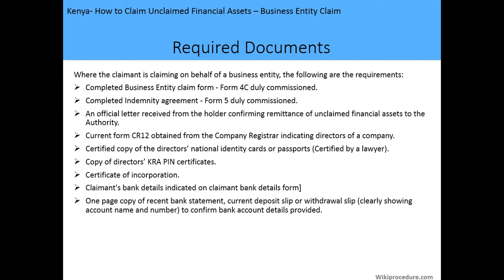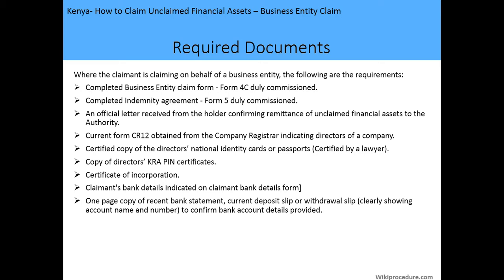The required documents: you need the completed business entity claim form, that's known as Form 4C, and it's supposed to be duly commissioned by a commissioner for oaths. Completed indemnity agreement Form 5, and it also should be duly commissioned. An official letter received from the holder confirming remittance of unclaimed financial assets to the authority. Current CR12, obtained from the company registrar indicating the directors of the company. A certified copy of the director's national identity card or passport, and they need to be certified by a lawyer.